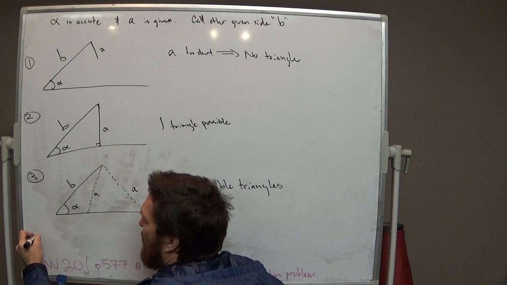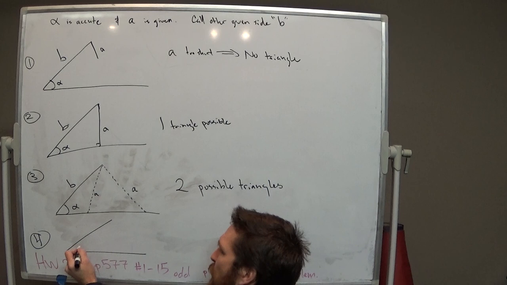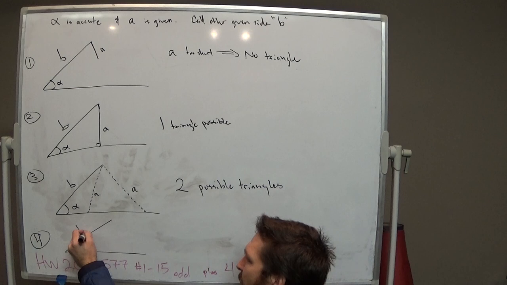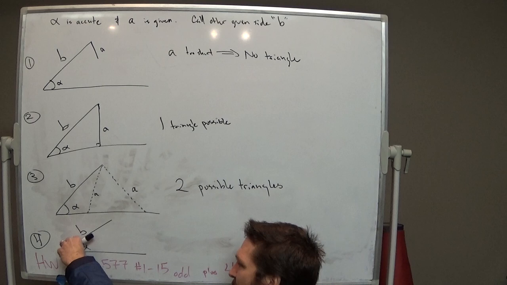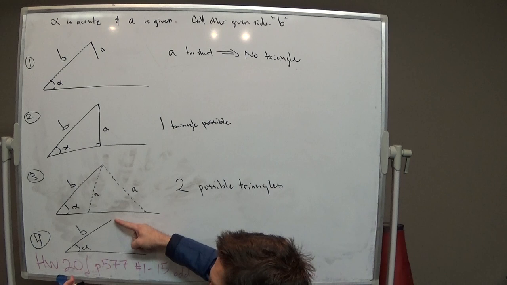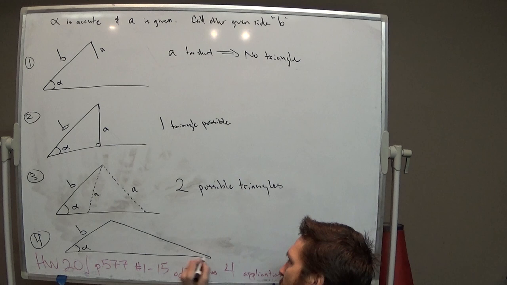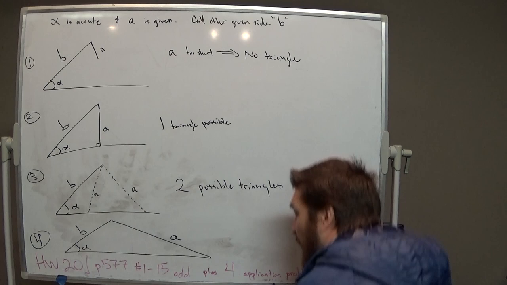Now, the last case, like Noah said, is too long. If A is longer than B, you can't go back and make an acute one, but it will go down over there. If A is very, very long, you could still make a triangle. And so that will be this last case, one possible triangle.